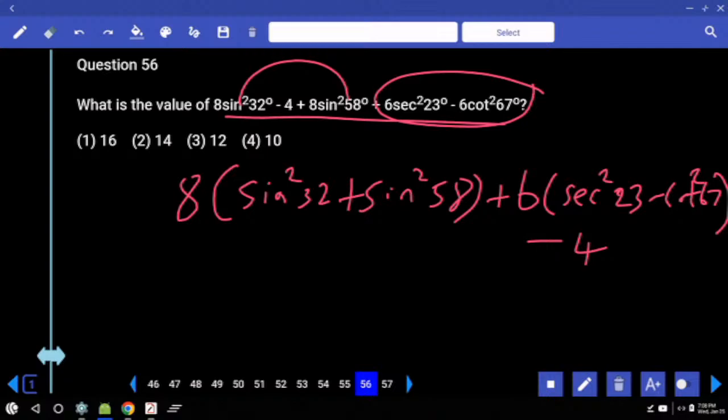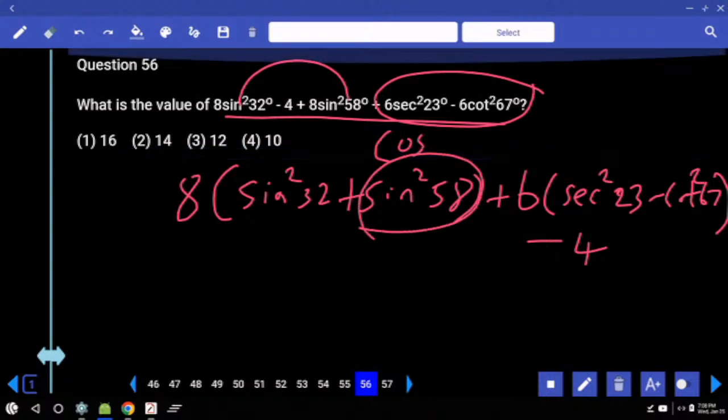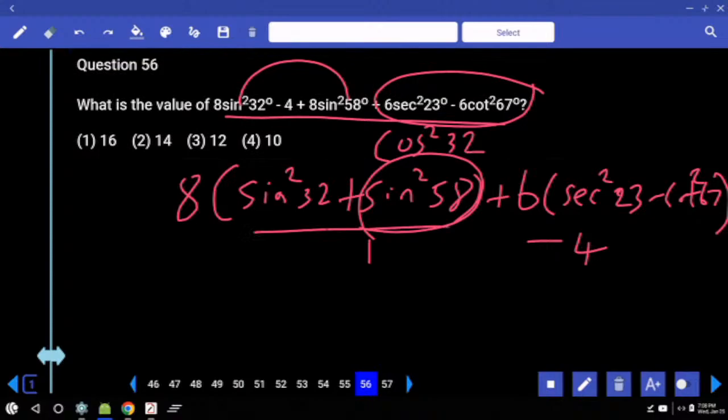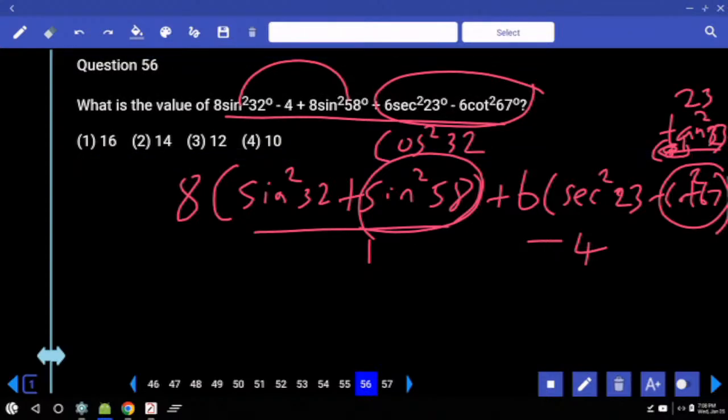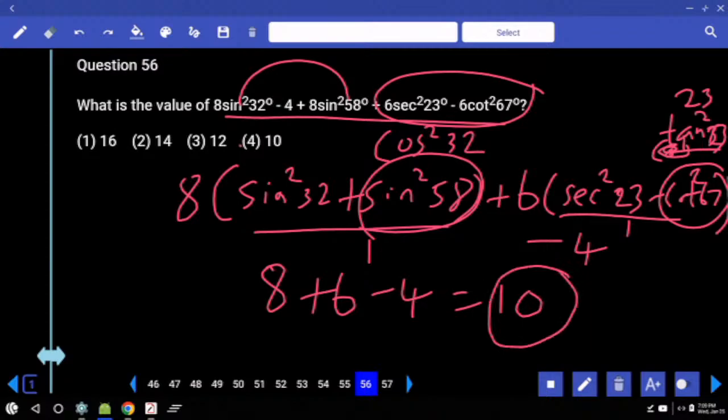Now, as you know, this sine square 58 can be written as cos square 32. This part is 1. Similarly, cot square 67, by using complement ratio, you can write this as tan square 23. Yes or no? Because cot of 90 minus theta is tan theta. Similarly, sine of 90 minus theta is cos theta. So this is 1, and this also becomes 1. So 8 plus 6 minus 4 equals 10. 10 is your answer.